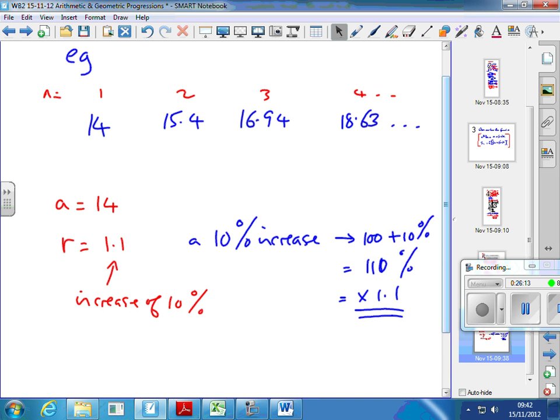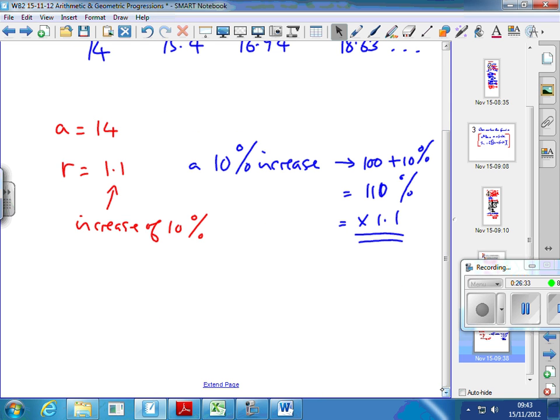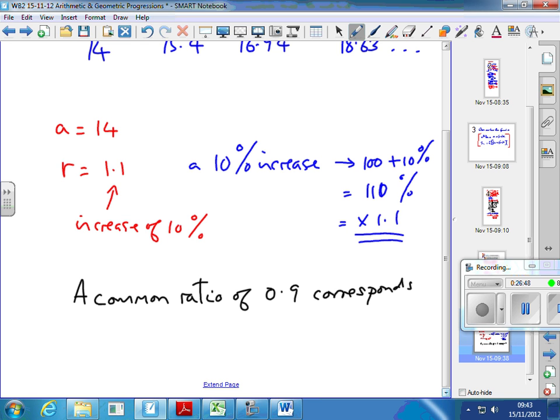So what would the common ratio be for an increase of 20%? And so on. What about a decrease? If I decrease it by 10%, it would be the 100% minus 10%, leaving 90%. So a common ratio of 0.9 corresponds to a 10% decrease.